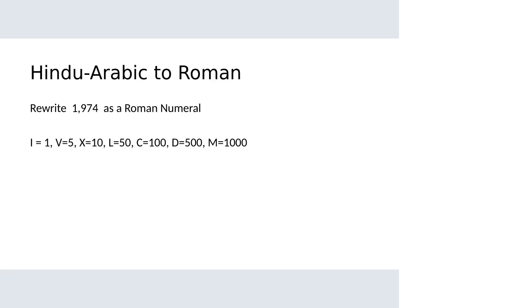We looked at some other number systems, from Hindu-Arabic, the number system we use, to Roman numerals. If we want to write 1974 as a Roman numeral, these symbols will be given to you on the exam if you need them. You don't need to write them in your notes. You might have them memorized, which would be even better. But if I want to write 1974 as a Roman numeral, I do this by place value position. First, I'm going to look at that 1000. Well, I have 1000. That's just an M.